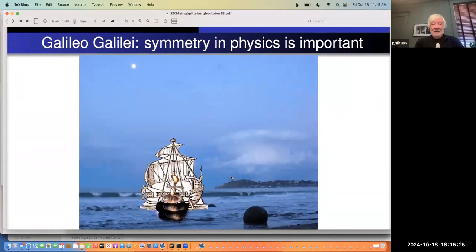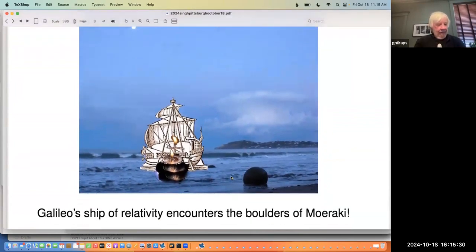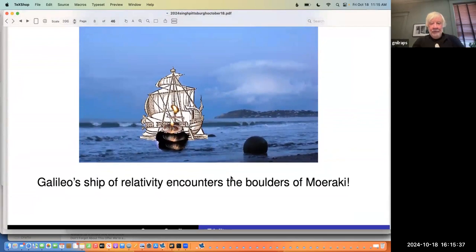Okay, so now let's get down to business. Galileo says, press this, and then at the bottom it says share, and you press share, and then you can use that. Okay.